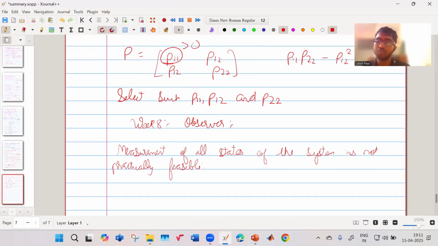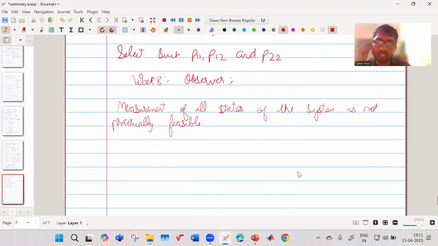As though in a bread toaster, you will put a sensor to see whether the color of the bread has changed to brown, or it is still, or it has become black, or it is still retaining its color. You cannot have so many sensors, right? It is not practically possible. But we have developed all this theory regarding state feedback. So how do we implement state feedback for our design?